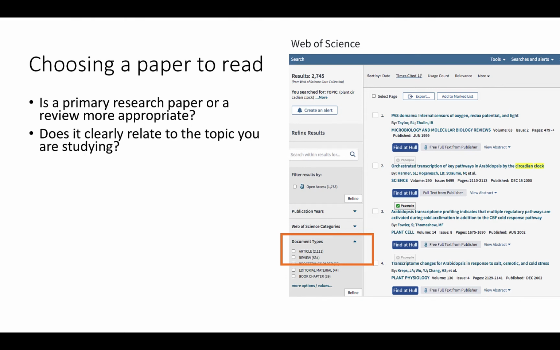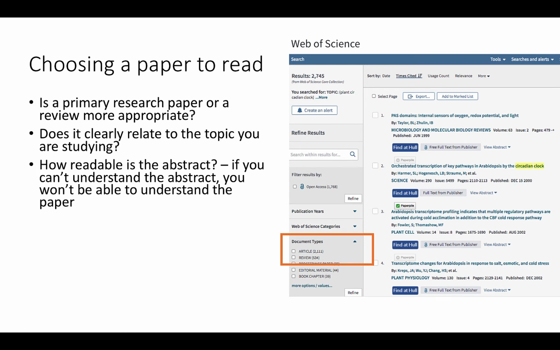The next thing I'll be asking is, from the title, is it clearly related to the topic that you're studying? You don't have time to read all of the papers that Web of Science suggests, so I would be really selective. I'm looking at topic X, and if the paper doesn't really clearly relate to topic X, then I'd ignore it and I'd find a paper that was much more obviously relevant.